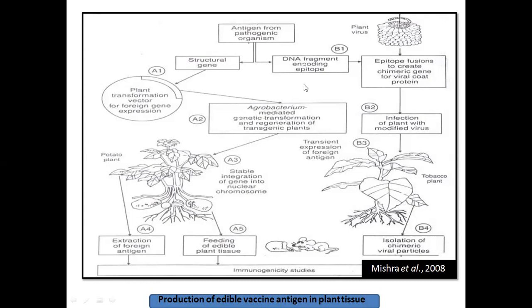And the other way is, instead of transferring the entire structural gene, a DNA fragment encoding the epitope is transferred to a chimeric gene, and then the plant is infected with the modified virus, and finally from the plant the infected viral antigen can be isolated. So this is the production of edible vaccine antigen in the plant tissue.